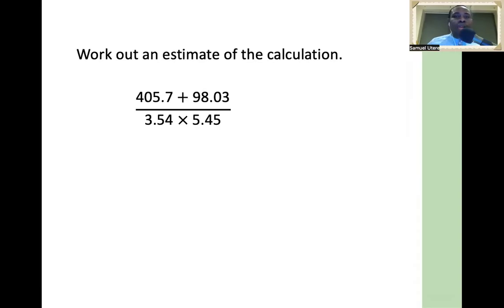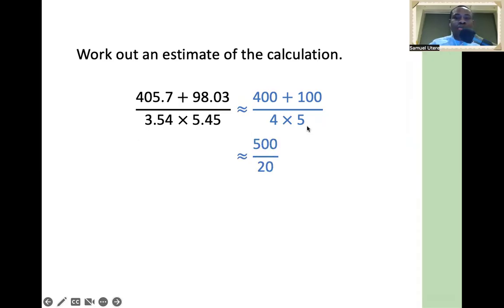How could we use estimation to work out calculations that could look very difficult compared to doing it mentally? Well, we know that 405 is closer to 400 and 98 is closer to 100, 3.54 is closer to 4, and 5.45 is closer to 5. So our calculation simplifies to this.